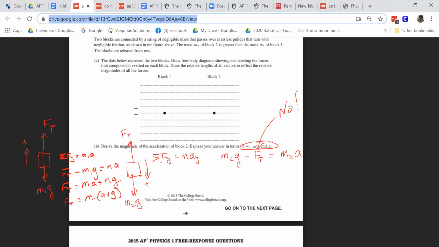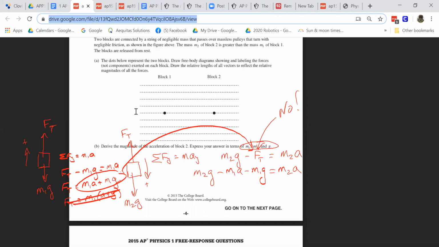No, actually, we don't want to do that. We want to do that because we're going to solve for A. So what I do is I take this and I substitute it in here for FT. So I get M2 times G minus FT. So minus this. So minus M1A minus M1G equals M2A. So now what I got to do is isolate the variable. I got to solve for A now.